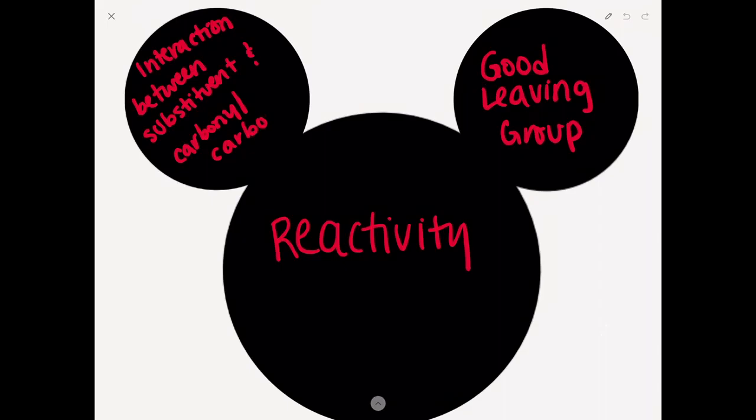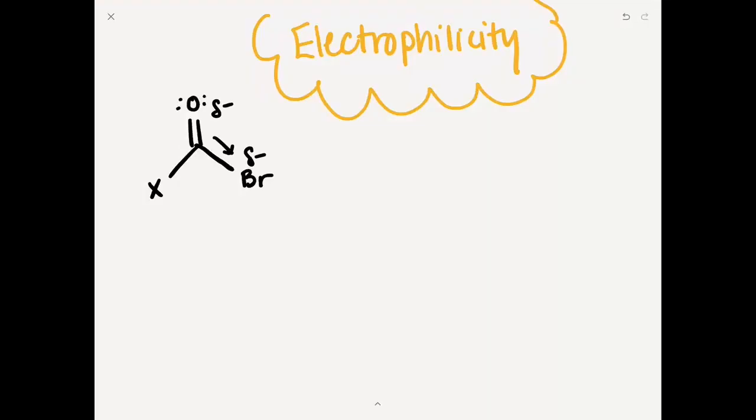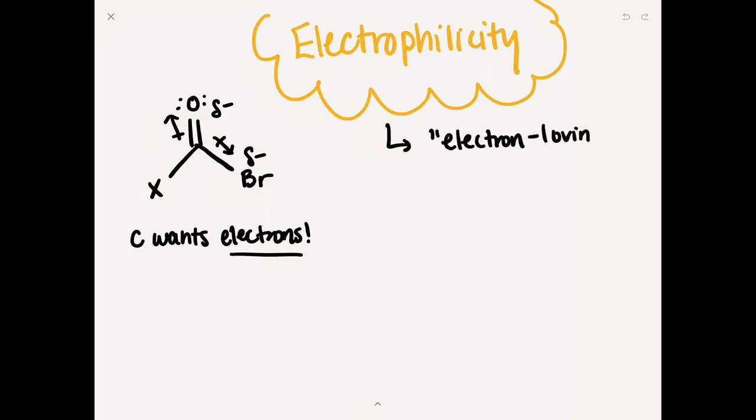To understand this rule better, let's take a trip down memory lane and remember electrophilicity. Does that ring a bell? In case it doesn't, an electrophile is something that attracts electrons, so it has a partial positive charge to it. Remember, the stronger the electrophile, the more likely the molecule will react in order to get those electrons. To see how differing strengths of electrophiles impact reactivity, let's look at an example.